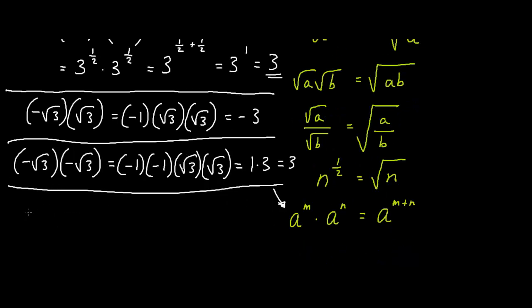Now, let's get back to simplifying root 3 multiplied by root 3. Using this formula here to my right, we can simplify root 3 multiplied by root 3. We can simplify it to root 3 multiplied by 3, which is root 9, which is 3.